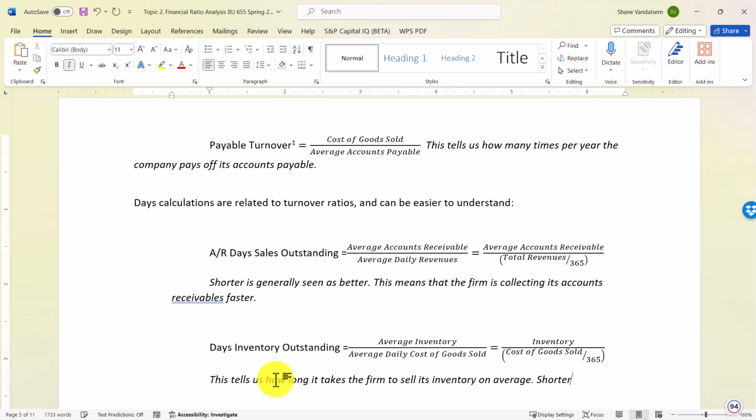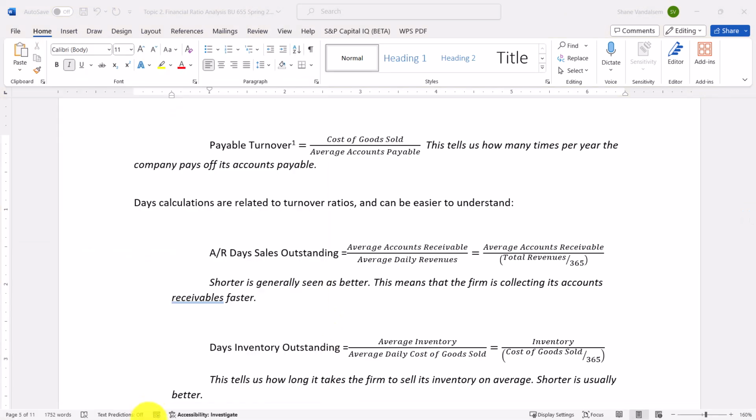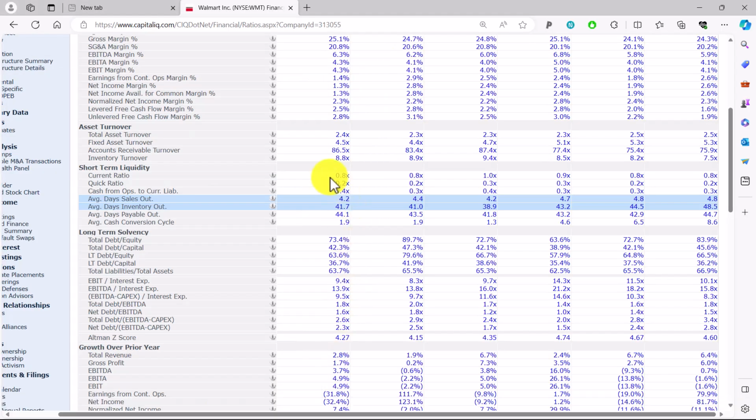Shorter is usually better. And again, I'm saying the term usually because you can actually sell your inventory too fast. If you're selling your inventory through too fast, it means you probably have a price too low. You probably need to increase those prices. But in general, we like to see inventory sold quickly, especially compared to the industry. If you're taking longer than everyone else to sell your inventory, you probably have the wrong inventory or something else is going wrong there.